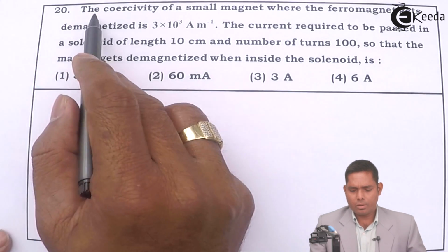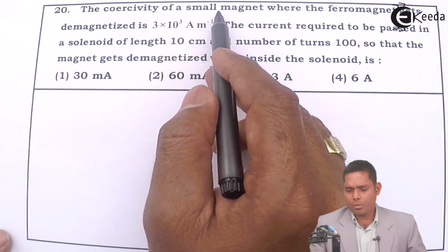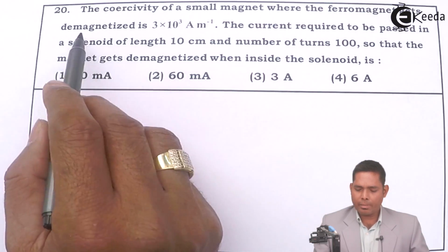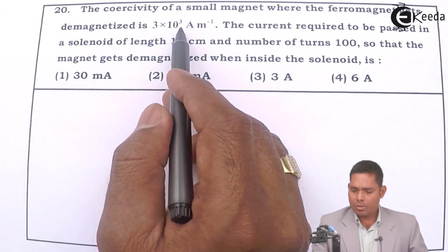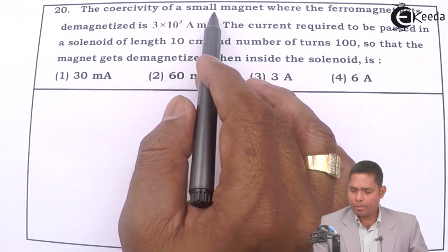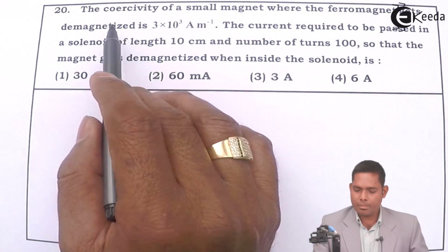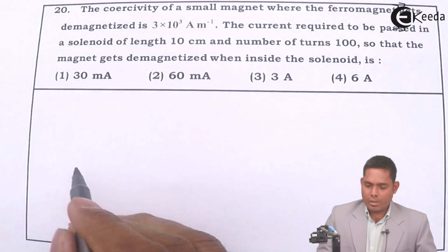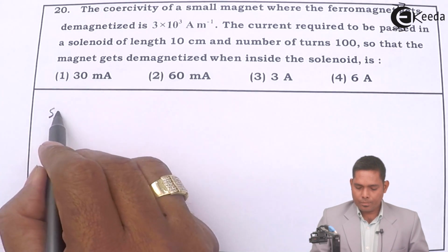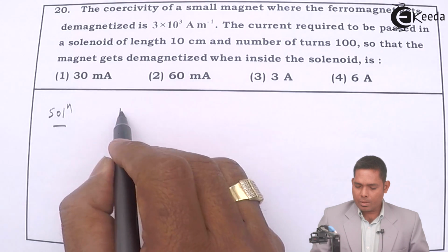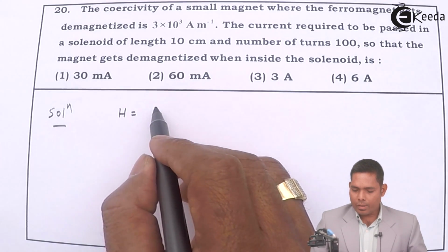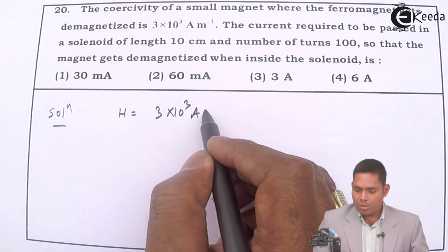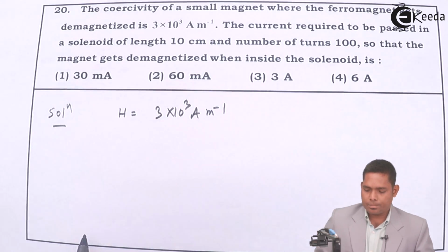Question number 20. The coercivity of a small magnet, where the ferromagnet gets demagnetized, is this. So the coercivity value, that is the H value, is given. The value of H is 3 ampere per meter.